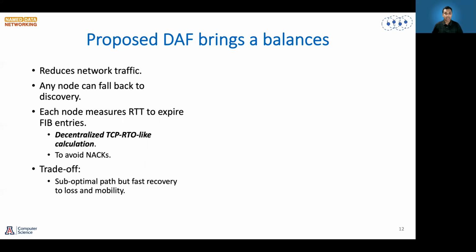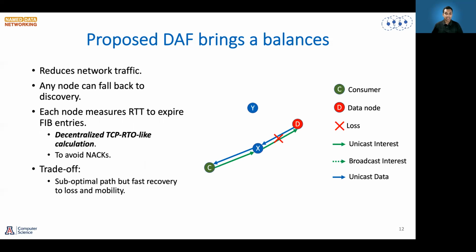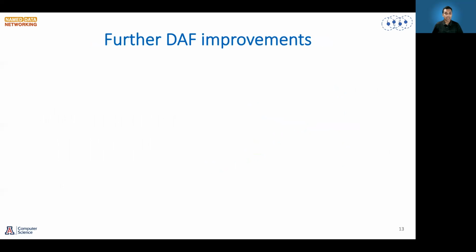The trade-off is that DAF may form suboptimal paths, but it can react faster to packet loss and mobility. In the example, when the XD link breaks, X can forward the interest as broadcast to learn a new next hop Y towards the data node. We also introduce further DAF improvements only by manipulating the existing NDN forwarding tables and pipelines.